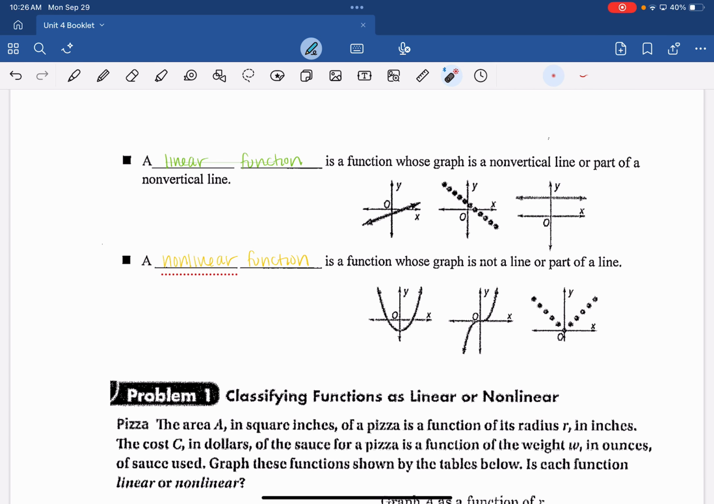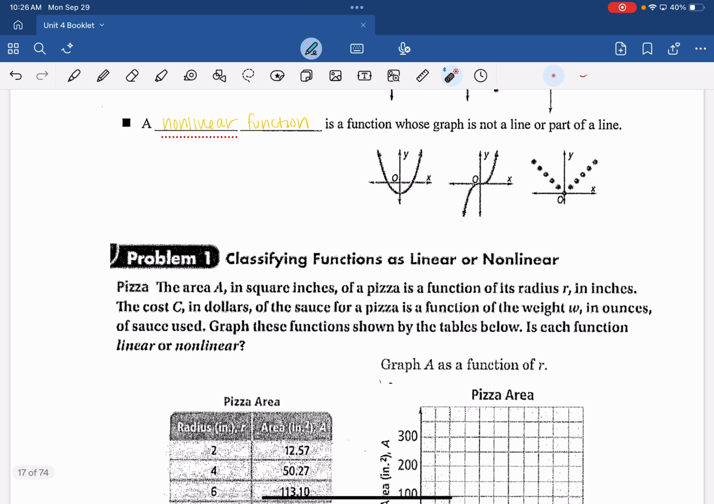All right, so we have linear functions and nonlinear functions. All you really need to know is linear functions are straight lines, and the change in y is always the same for linear. Okay, so straight line, same change in y. And these are just some examples of different graphs that would show me a linear versus a nonlinear function.